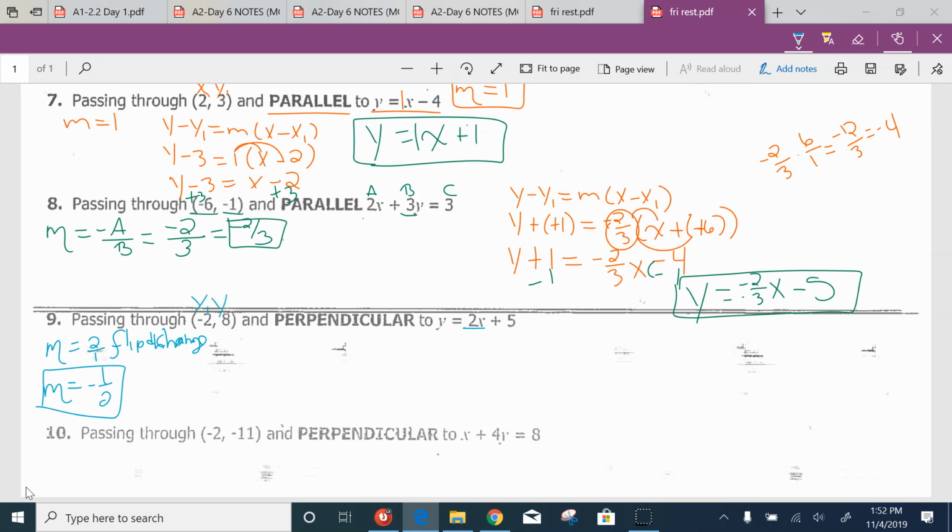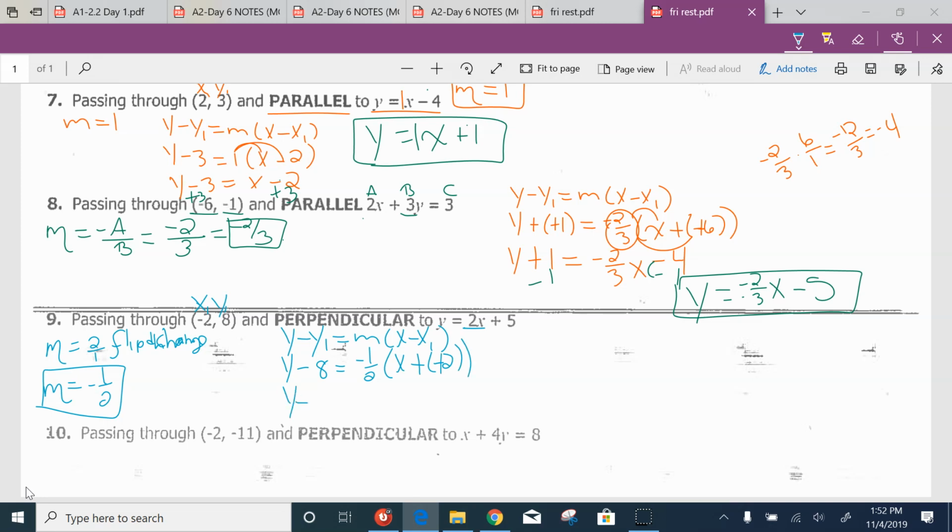Here's my x1. Here's my y1. I'll put those into the formula. First, I'll write the formula. y minus y1 equals slope times x minus x1. I'll substitute in my values. y minus 8 equals my slope, negative 1/2, times x minus a negative 2. I have a double negative I need to take care of.